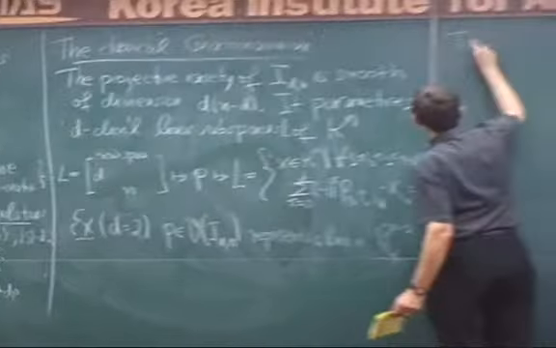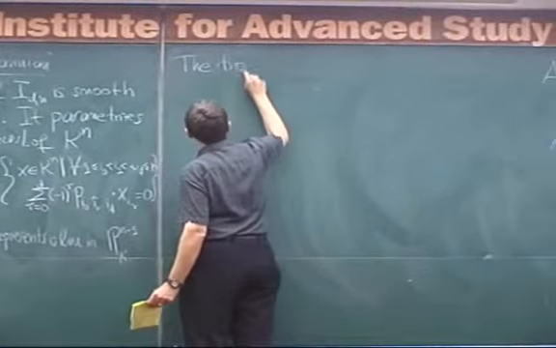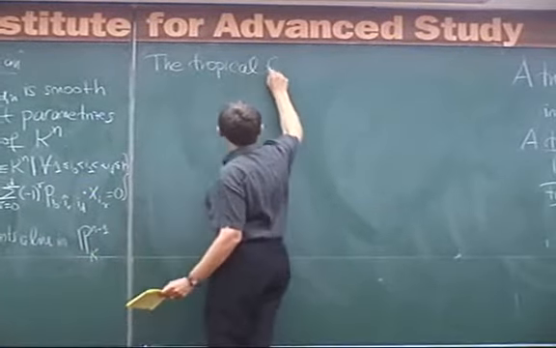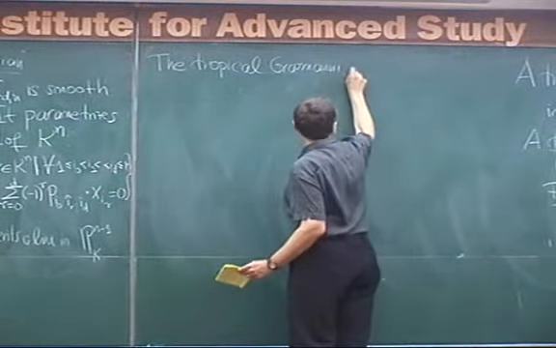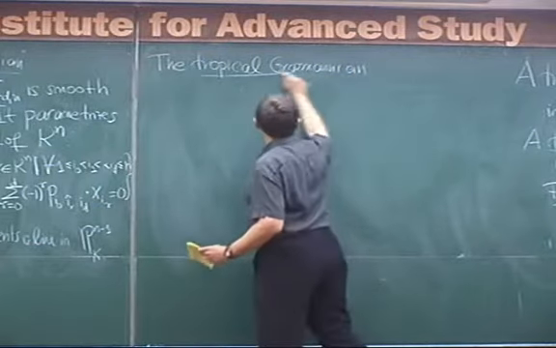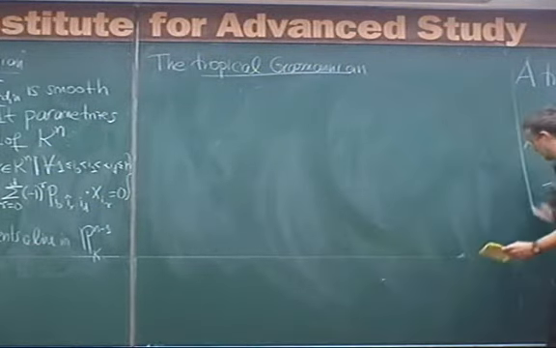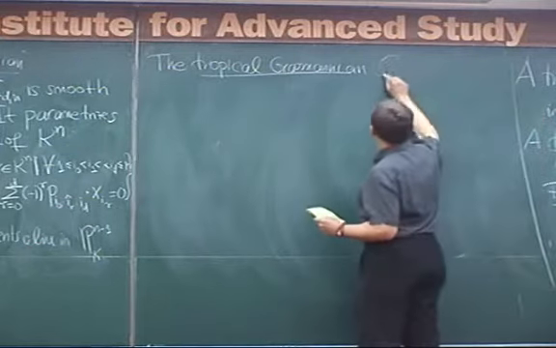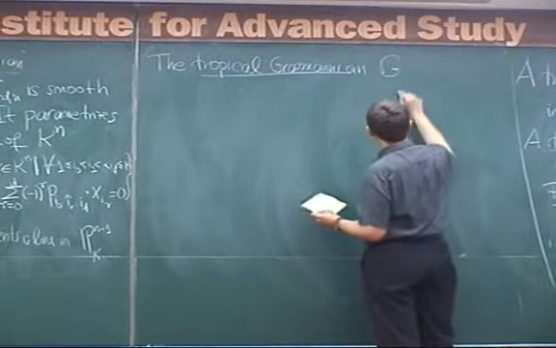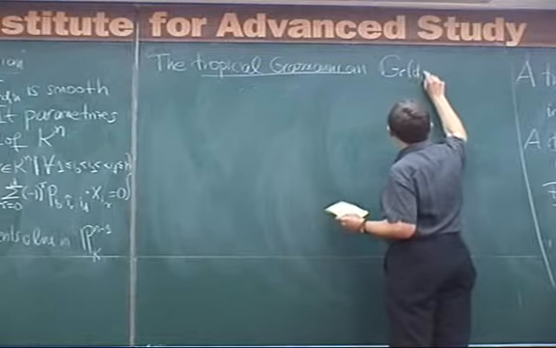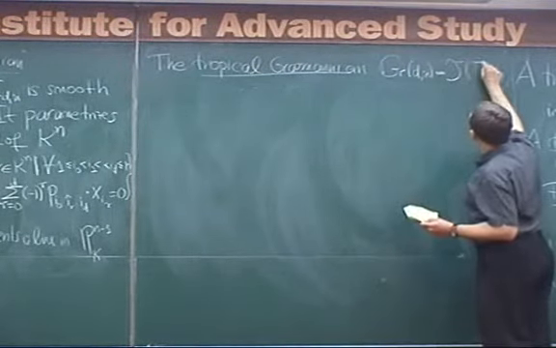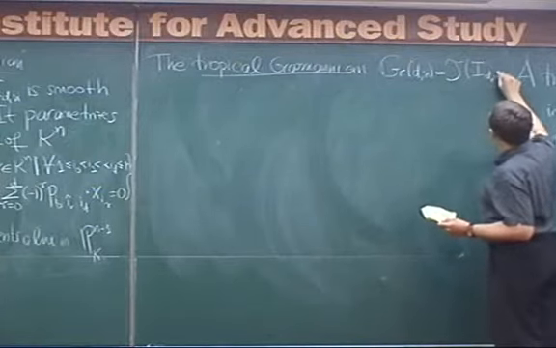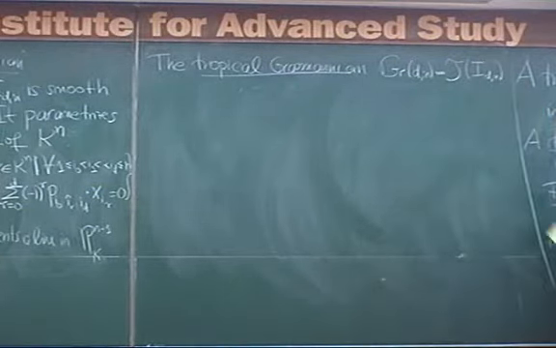Okay, so now we're going to define the tropical Grassmannian. So the tropical Grassmannian, we're going to use exactly the same definition. The tropical Grassmannian is going to be, I'm going to call that G or Gr(d,n), and that's by definition the tropical variety of this ideal. Okay, that's the definition of the tropical Grassmannian.